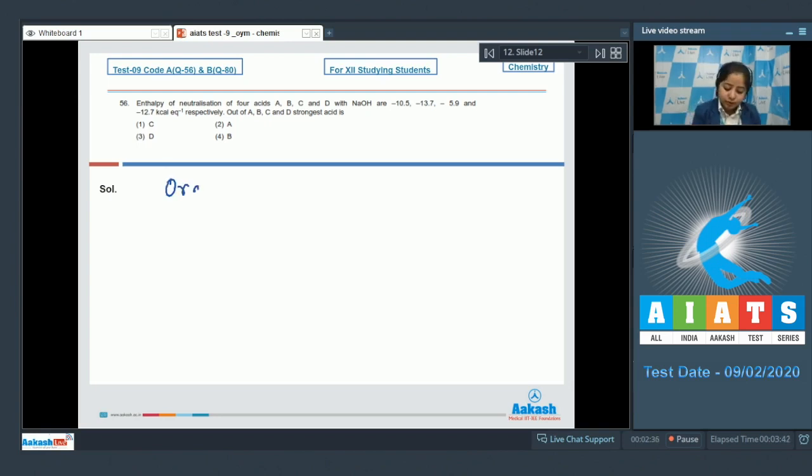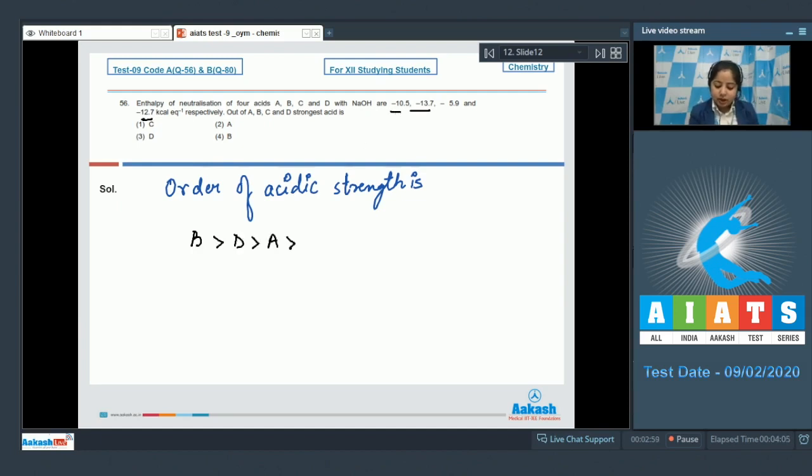So the order of acidic strength is: strongest is number B, then we have number D, then it is A, and the least acidic will be number C. That means the strongest acid among the following is B. So the correct answer is option number 4.